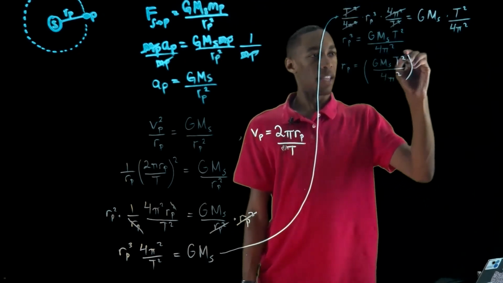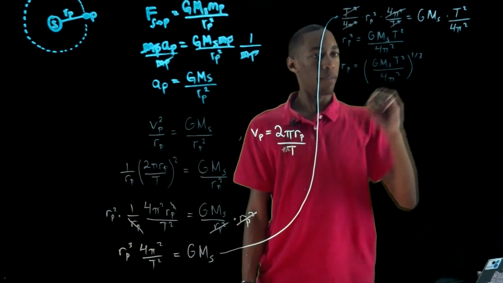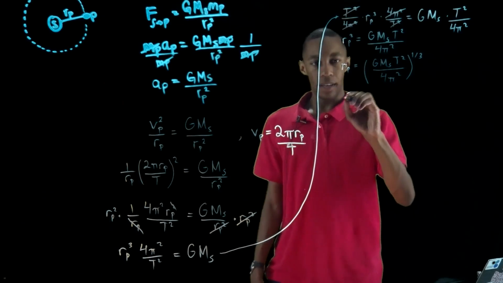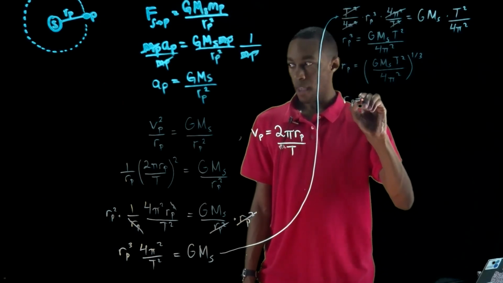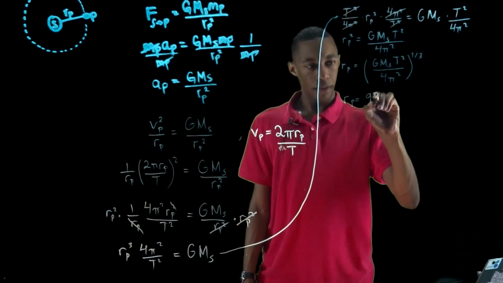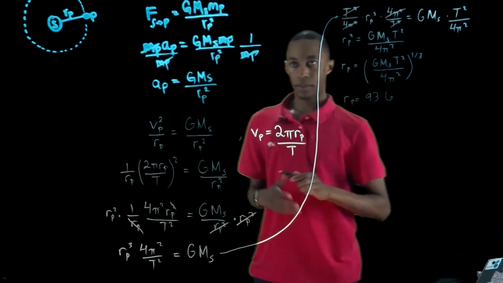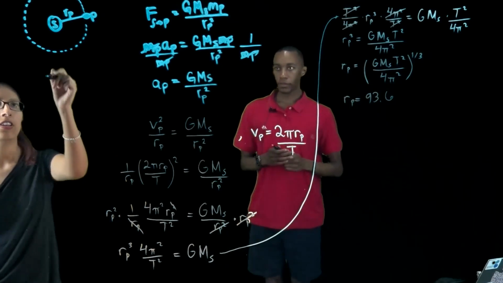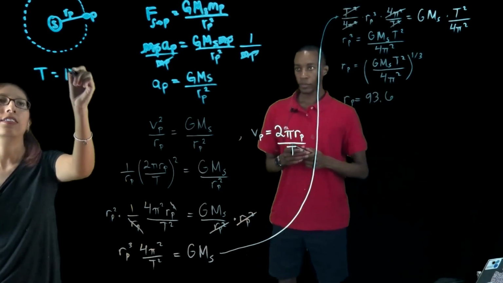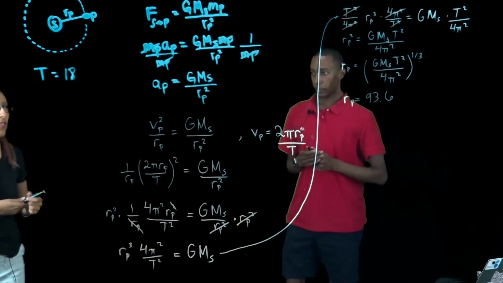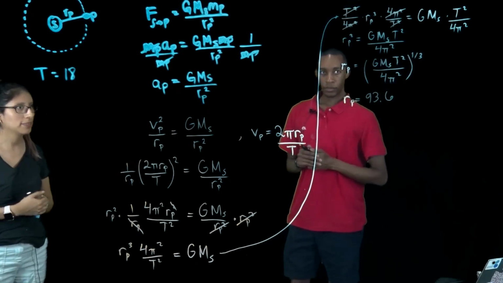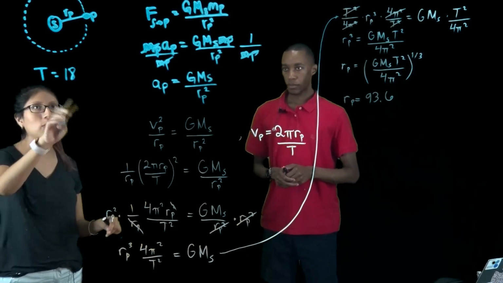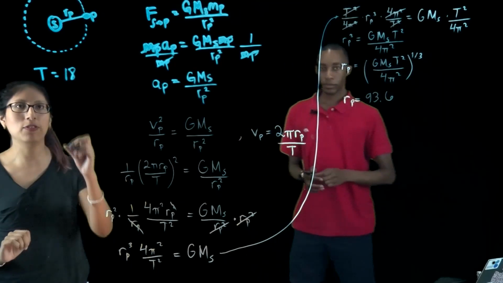And the cube root is the same as 2 to the 1 divided by 3 power. And you can plug in all your values, and you find that RP is equal to 93.6. And remember that we chose the value of the period t to be 18. So remember that the period for the planet going around the sun we found was 18.